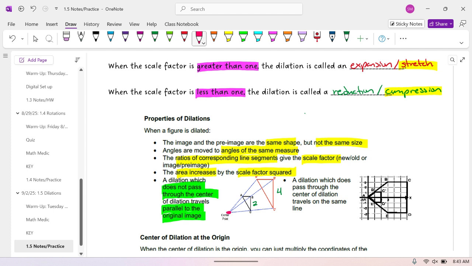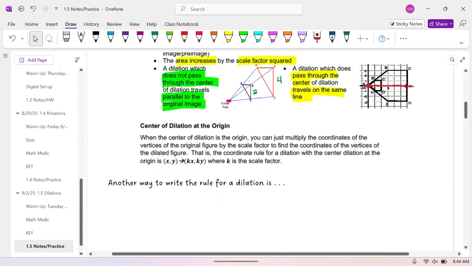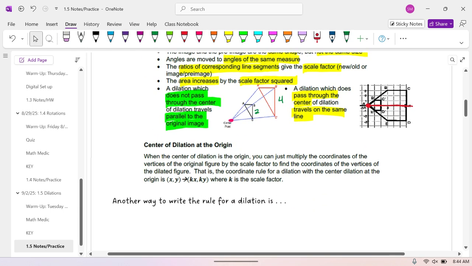Now, a dilation which passes through the center of dilation, meaning your original image started there, travels on the same line. For example, over here, our center of dilation is probably the origin, but point A was on there. So if we look, our dilation is still within that x-axis.